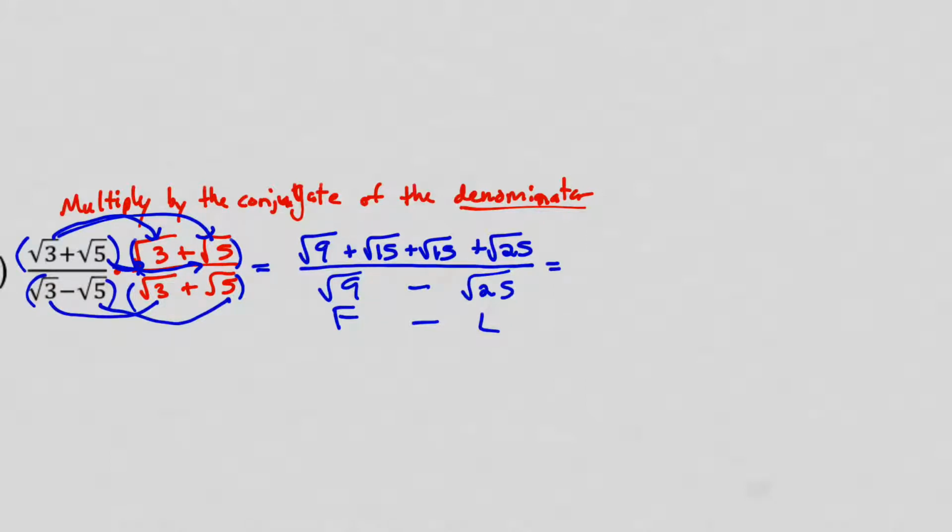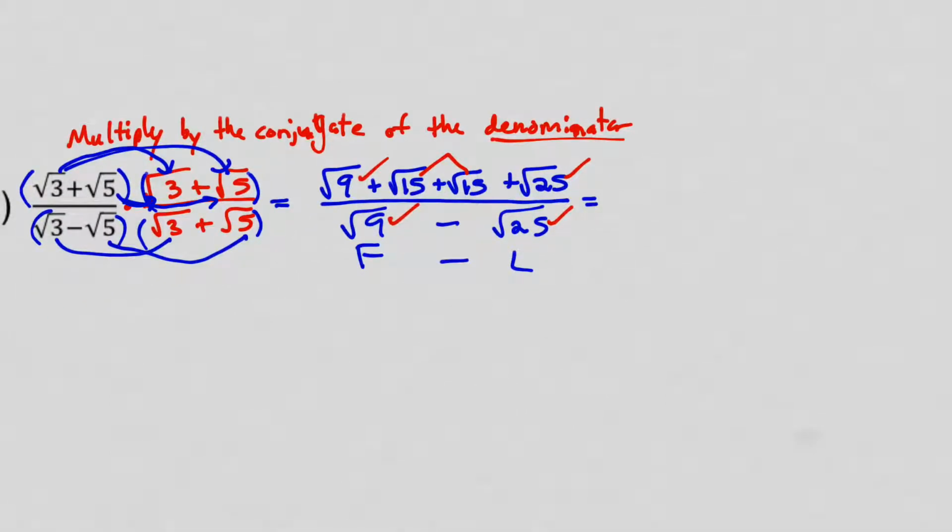Okay, so now we have perfect squares right here, right here, right here, and right here. And these two we need to put together. So I'm just going to work down this time. So the square root of 9 becomes a 3 on top. 2 radical 15, that's 1 plus 1, so that's 2 radical 15. And then the 25 becomes a 5. That's the top. And then the bottom is going to be 3 minus 5.